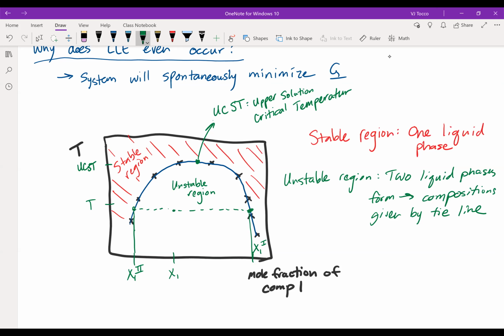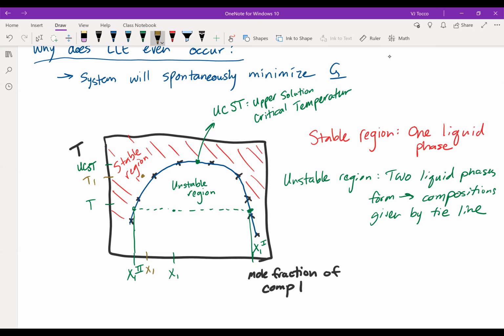The other thing I wanted to point out is that it is a function of composition as well. So for instance, if you have a temperature that is below the UCST, let's do this in a different color now, let's say this is T1, but my composition X1 is there, then my coordinate is there, that's just in the stable region, which is the one-phase region. So just because the temperature is below the upper critical solution temperature doesn't necessarily mean that you'll have two liquid phases form. That's all I wanted to say for the introduction to liquid-liquid equilibrium.